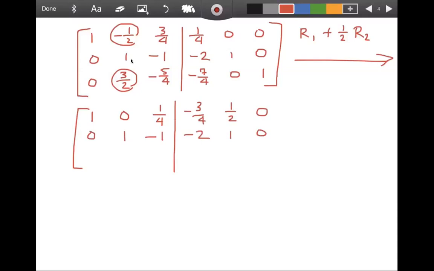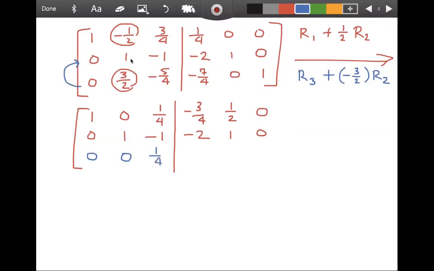But we are changing row 3. So the new row 3 is going to be obtained by taking row 3 and adding negative 3/2 times row 2. All right, so 0 plus negative 3/2 times 0 is 0. 3/2 plus negative 3/2 times 1 is 0. Negative 5/4 plus negative 3/2 times negative 1 is negative 5/4 plus 3/2, which is negative 5/4 plus 6/4, which is 1/4.